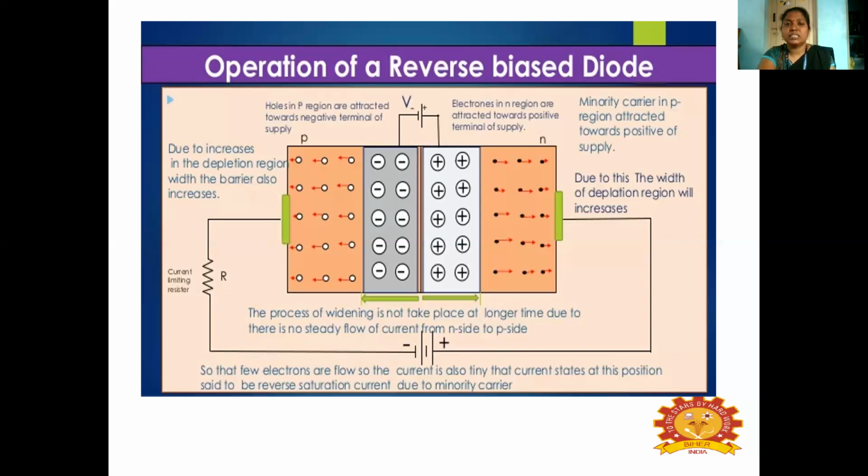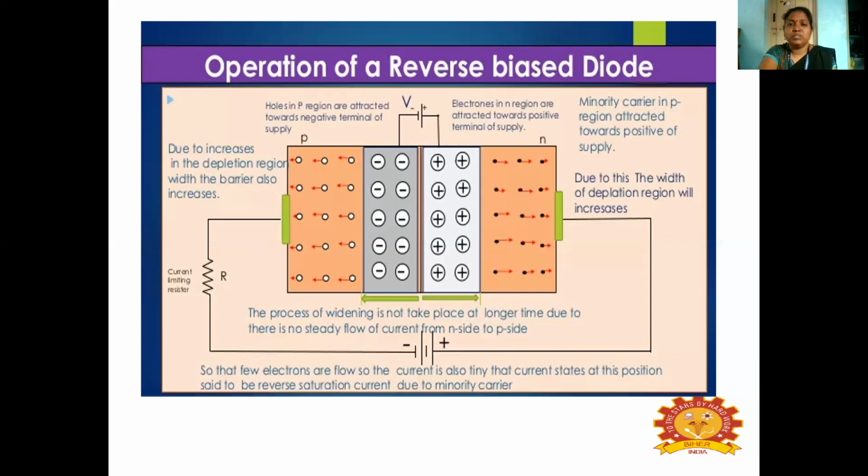So when you start giving the supply more and more, what happened? The depletion region will be widened. But in the case of forward bias, the depletion region is reduced. When the supply is given, you are going to constantly increase your supply.